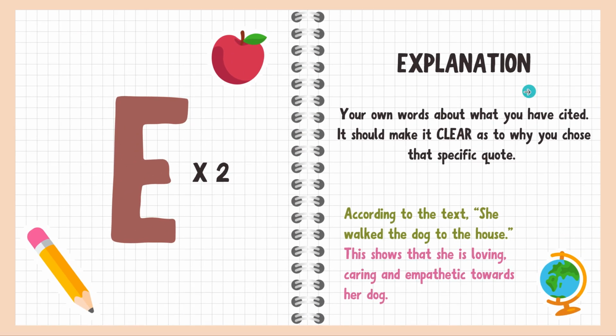Right after your cite, you must explain why you put that quote there in your own words. Your own words about what you have cited. It should make it clear as to why you chose that specific quote. So just as I stated before, the quote said, according to the text, she walked the dog to the house. Now, to explain it, I would start with my sentence starter. This shows that she is loving, caring, and empathetic towards her dog.